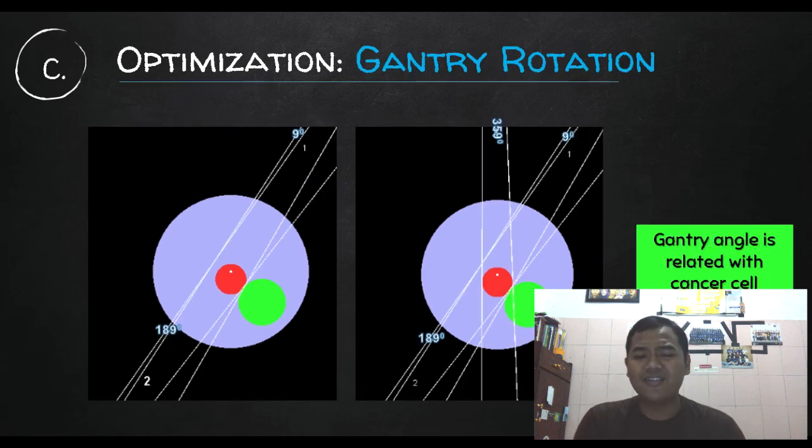Gantry rotation is related to the cancer cell position and organs at risk. We must fit the angle with the cancer cell position, because when we set the gantry rotation, it means that we regulate which part is passed by the radiation beam.